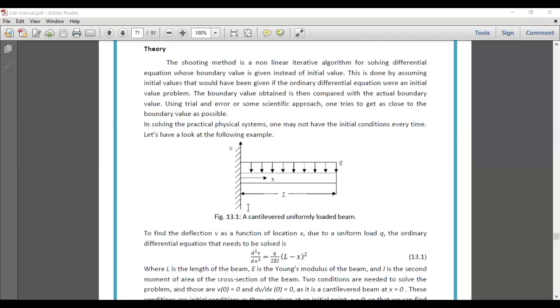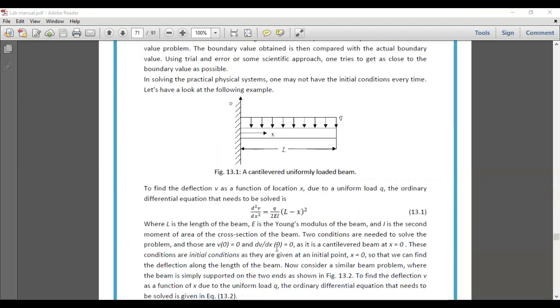For example, if we are given a cantilever uniformly loaded beam, and we want to find the deflection V as a function of location x due to a uniform load Q, the ODE that needs to be solved is this. So L is the length of the beam.